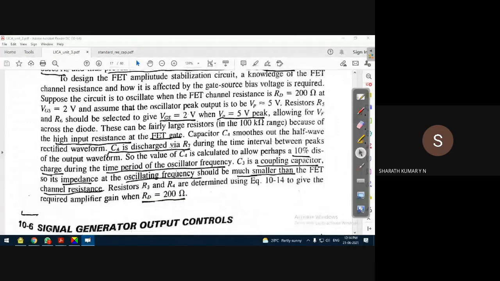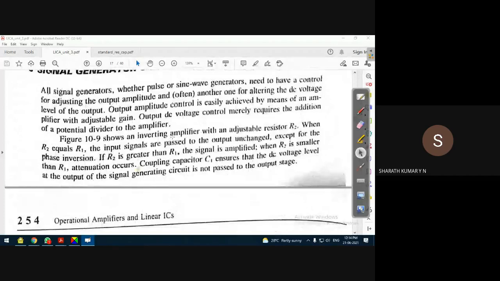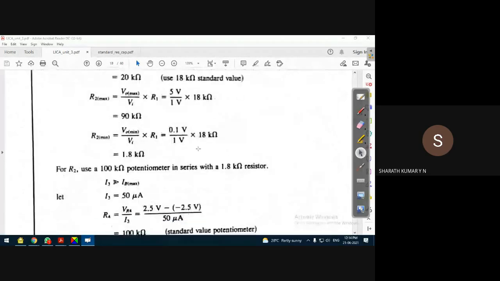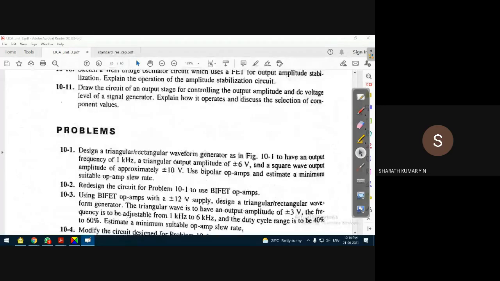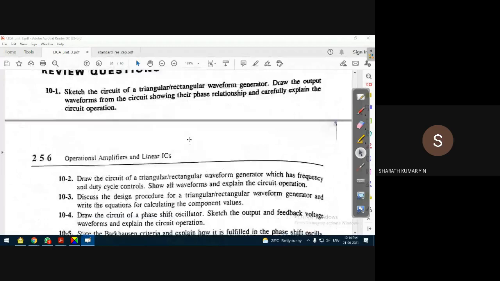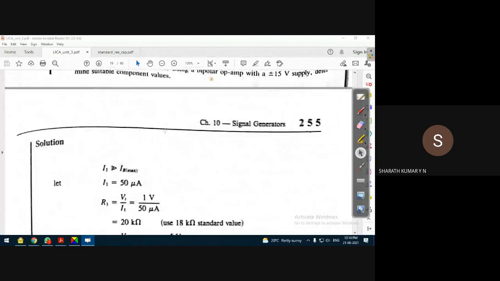In the next class, I'll discuss these concepts again, and then I'll go to the next topic. With this, I think we are very close to the end of the chapter. So in the next class, guys, we'll quickly discuss these concepts, and we'll go to the next step.